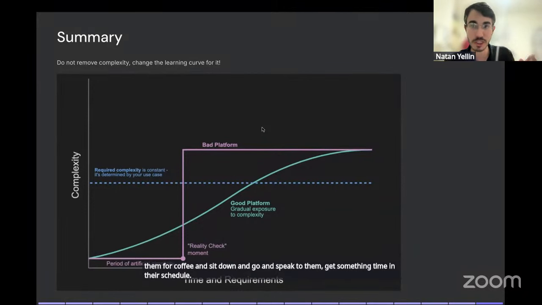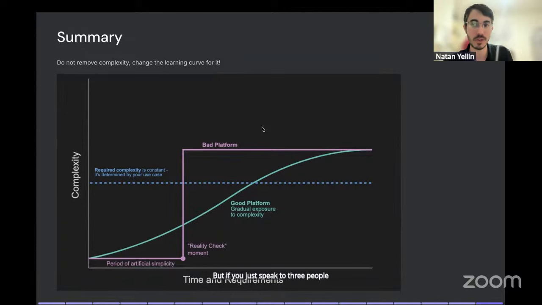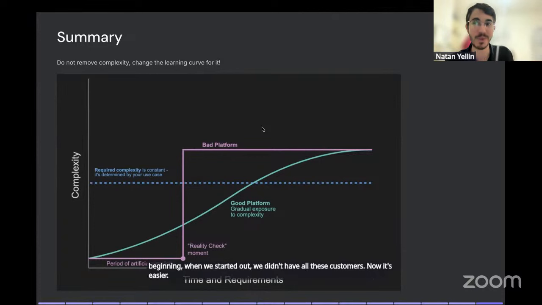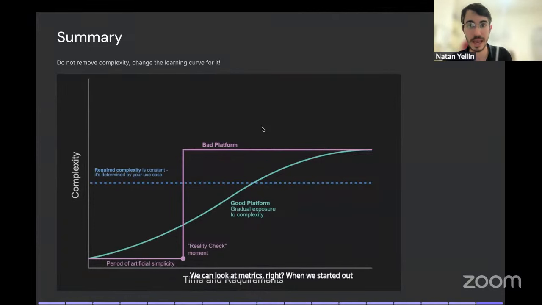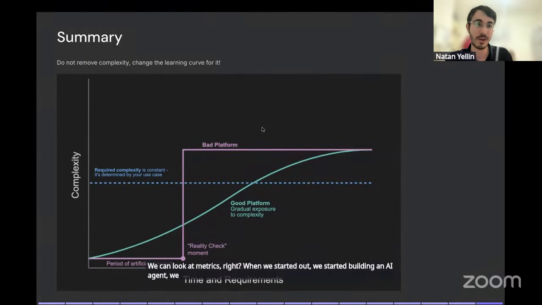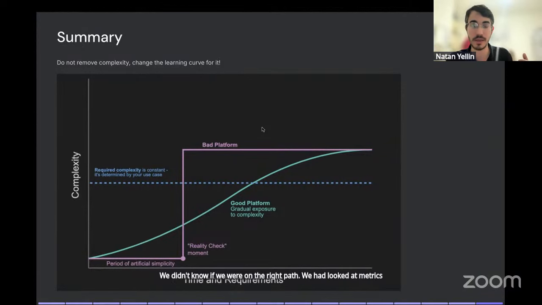But if you just speak to three people, it's a rule I think in product as well, and for startup founders. You want to have all the data. But when we started out, we didn't have all these customers. Now it's easier, we could look at metrics. When we started building an AI agent and building what we do, we didn't know if we were on the right path. In the very early days of Robusta, half the metrics were zero all the time. How do you know if you're going anywhere? It doesn't help you.